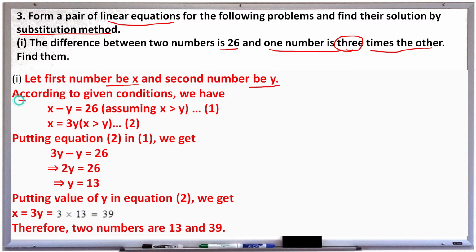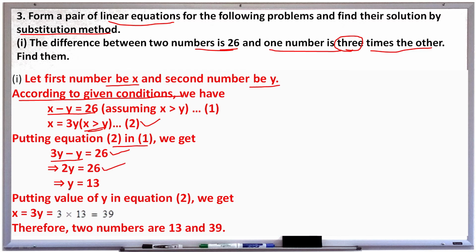According to the condition given in the question, we have x minus y is equal to 26, that is given here. Then x is equal to 3y, whereas x is greater than y, that is equation number 2. Putting equation number 2 in 1, the value of x we are going to substitute in equation number 1. So it will become 3y minus y is equal to 26. 3y minus y, you will get 2y is equal to 26.